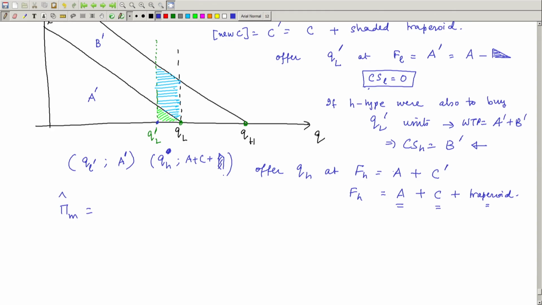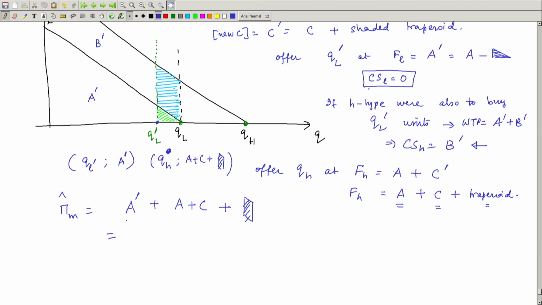Okay. So, what is the profit of the monopolist? The profit of the monopolist is the A prime. So, ignore all costs. I take away A prime from the L type. Now, notice the H type is going to get the same surplus even with the second contract, which is equal to B prime. So, he will continue to buy QH units. So, the profit of the monopolist is going to be A prime plus A plus C plus the shaded trapezoid.